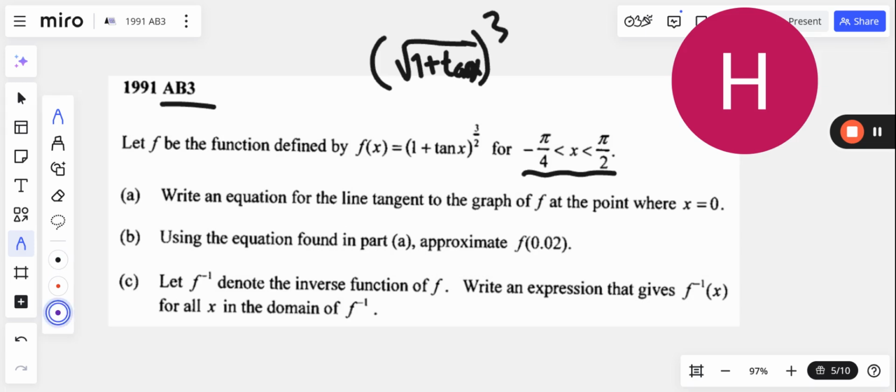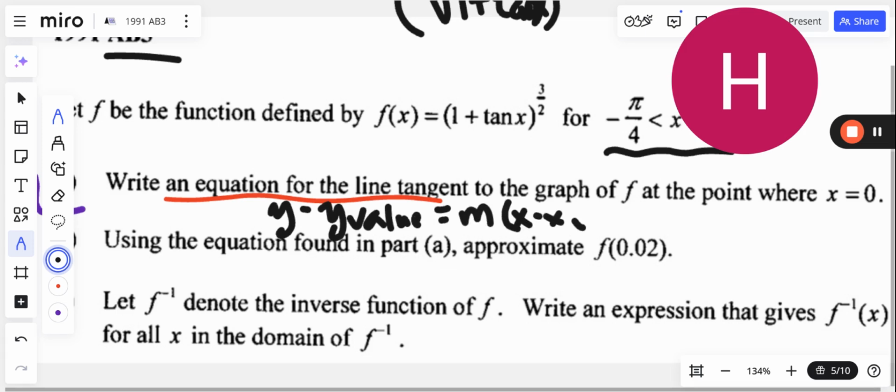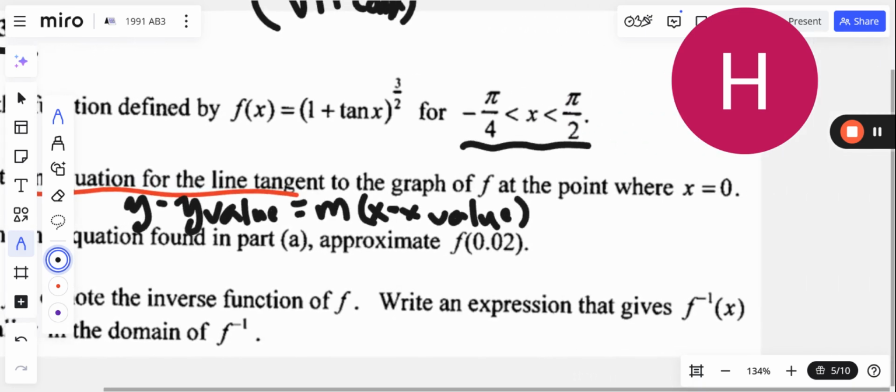Let's get started. Part A says, write an equation for the line tangent. I'm going to stop right there. I'm going to jot down the point slope formula. y minus y value equals m times x minus x value, where the x value and the y value are the point where it's tangent, and m is the slope. This time they just gave us the x value. So we need to find the y value, and we need to find the slope. Let's go ahead and do that.